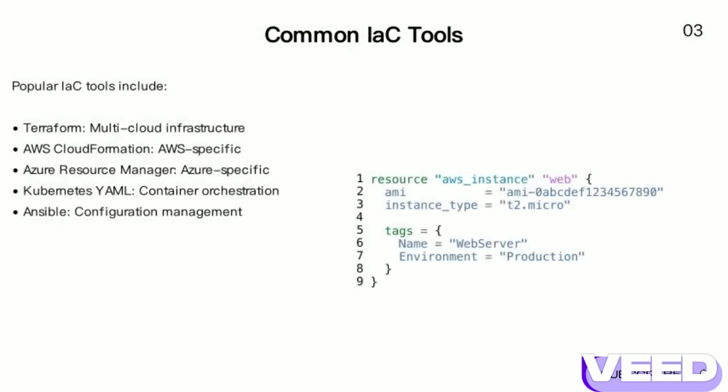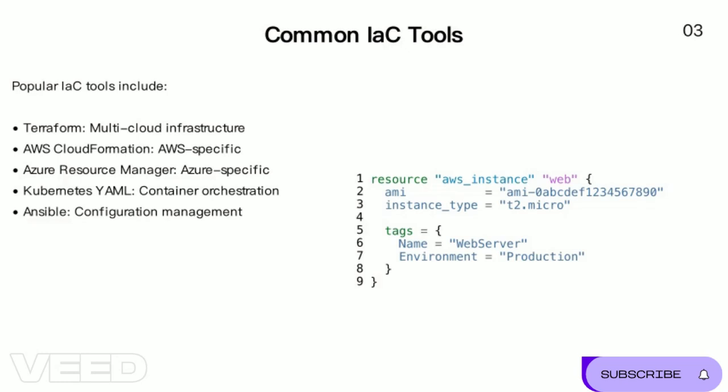There are several popular infrastructure as code tools available. Terraform is platform agnostic and works with multiple cloud providers. AWS CloudFormation is specifically designed for Amazon Web Services. Azure Resource Manager templates are used for Microsoft Azure. Kubernetes YAML files define container orchestration infrastructure. Ansible focuses on configuration management.